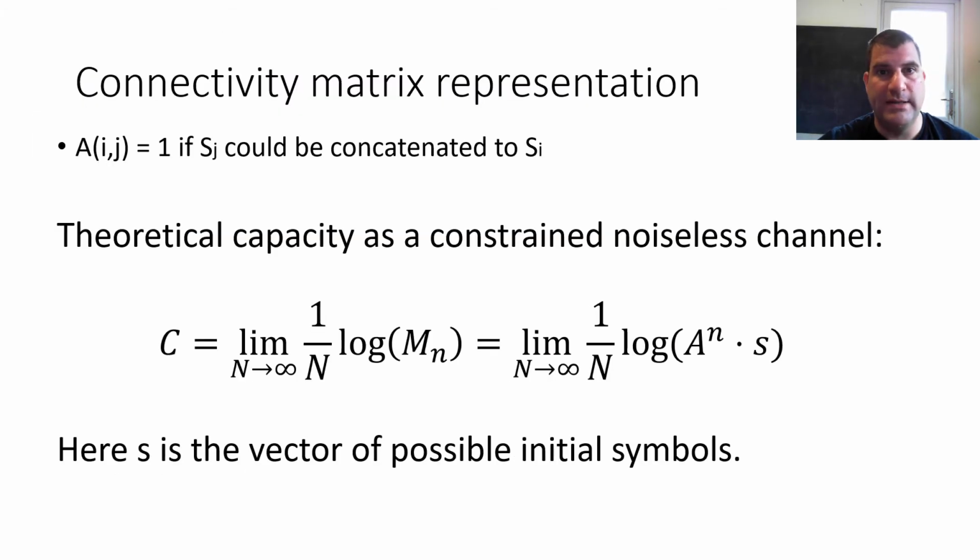We enumerate the symbols, and we form a connectivity matrix so that A at coordinate ij equals 1 if symbol j could be concatenated to symbol i, and 0 otherwise. This allows us to approximate the theoretical capacity of this K symbol channel given in this equation.